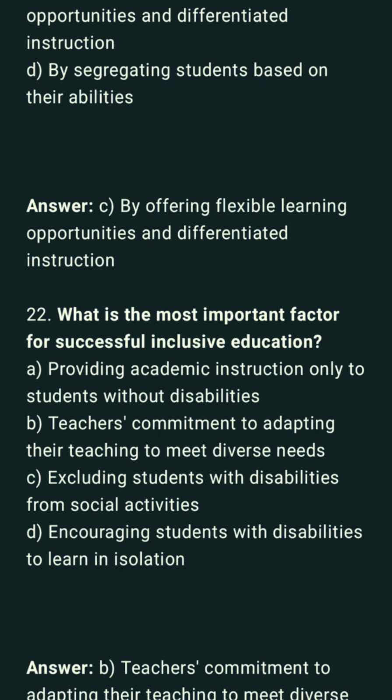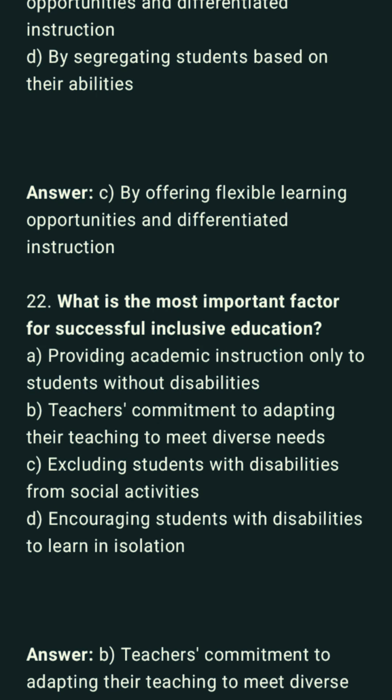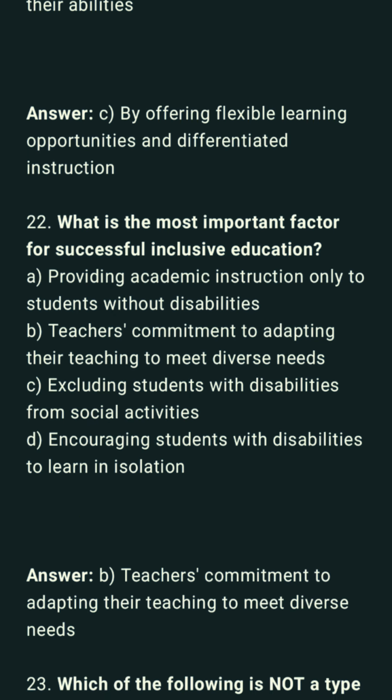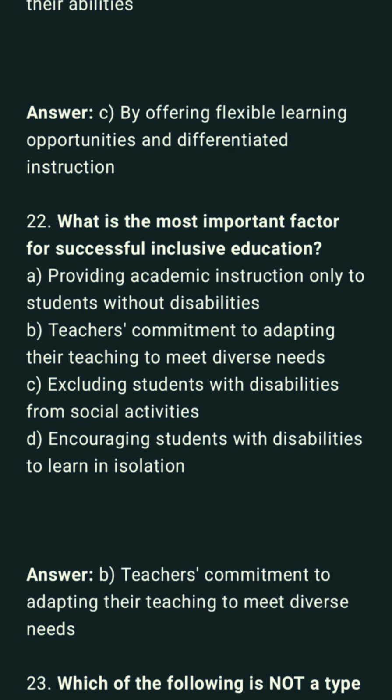What is the most important factor for successful inclusive education? Answer number B. A teacher's commitment to adapting their teaching to meet diverse needs.